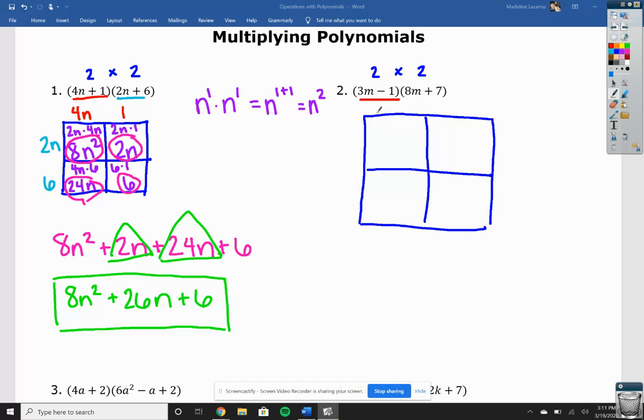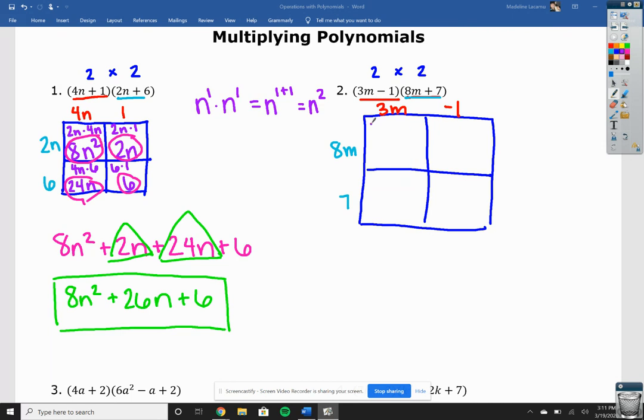Now here I have 3m, but this time it's a -1 here, so it's -1, which means I'm going to put -1 on top of the box. And on down the side, I have 8m and 7. So the only time you need to put the sign on it, so if this is subtraction, you have to make that a negative. Now we're going to see what we get when we multiply.